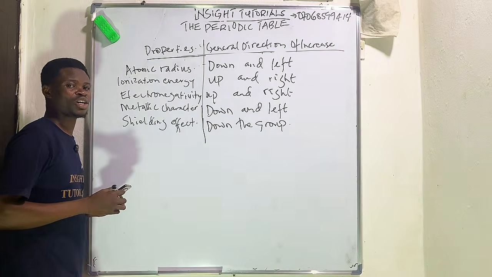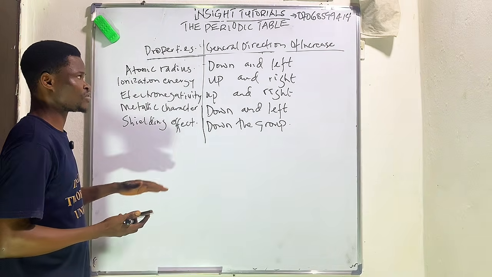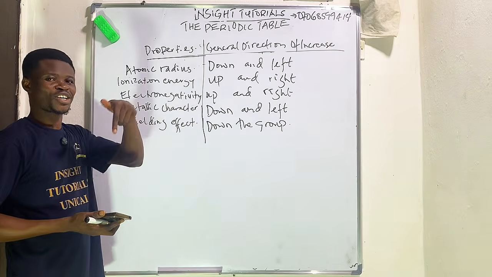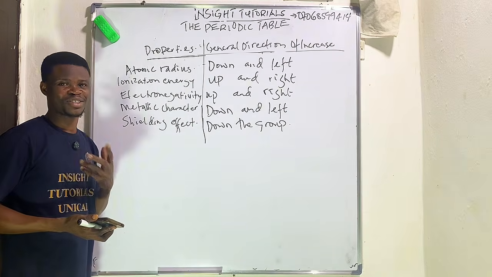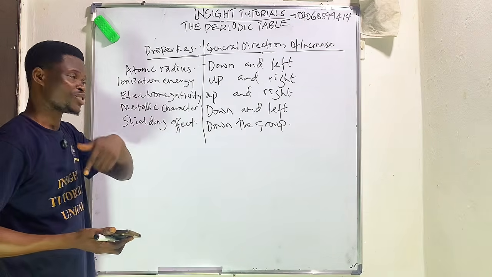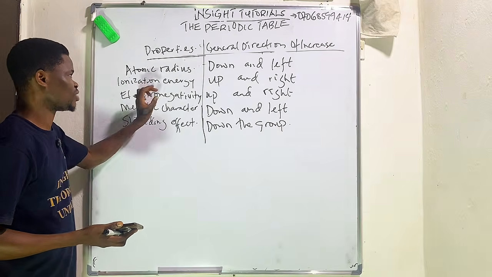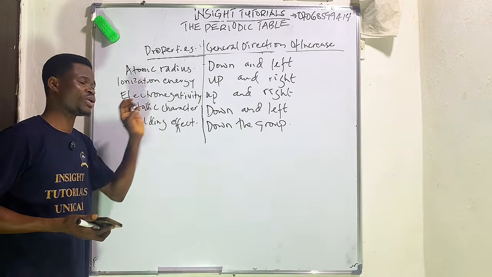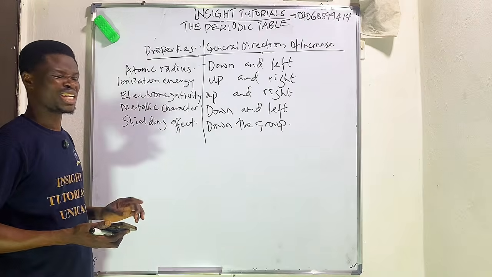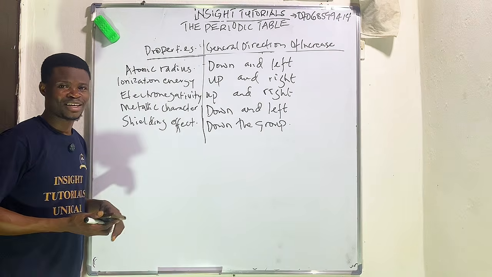I want you to tell me the point of decrease for each of these in the comment section. I want to test your ability. Write for me in the comment section: where does atomic radius decrease? Ionization energy, when does it decrease? Electronegativity, when does it decrease? Metallic character, tell me when it decreases, as well as the shielding effect.